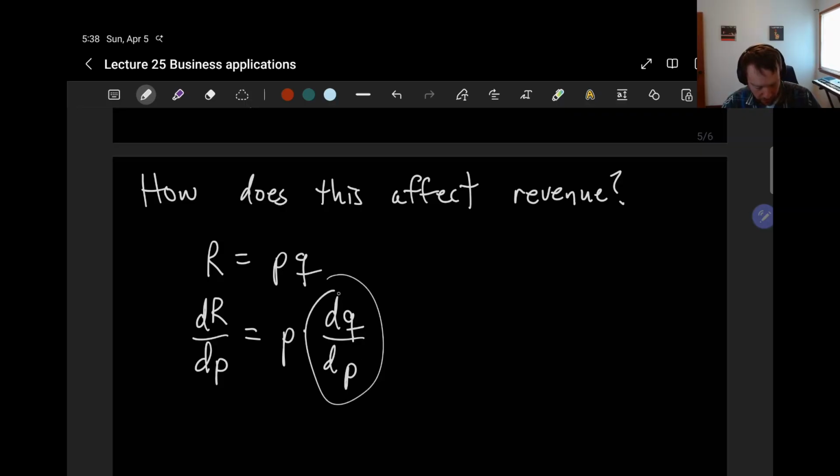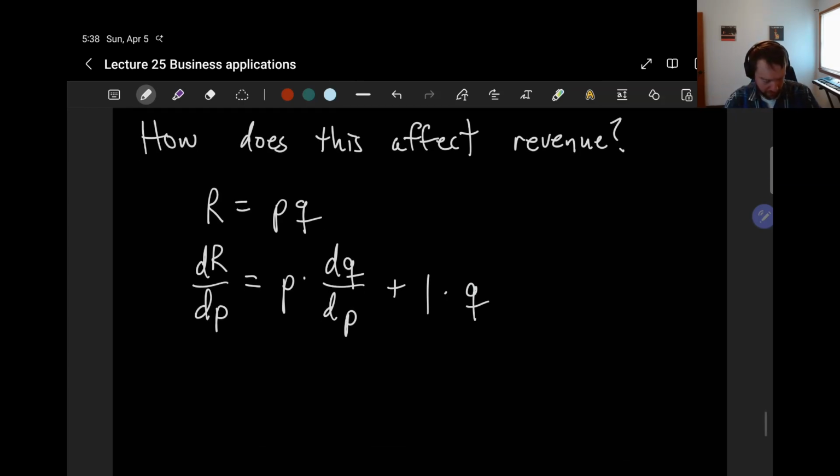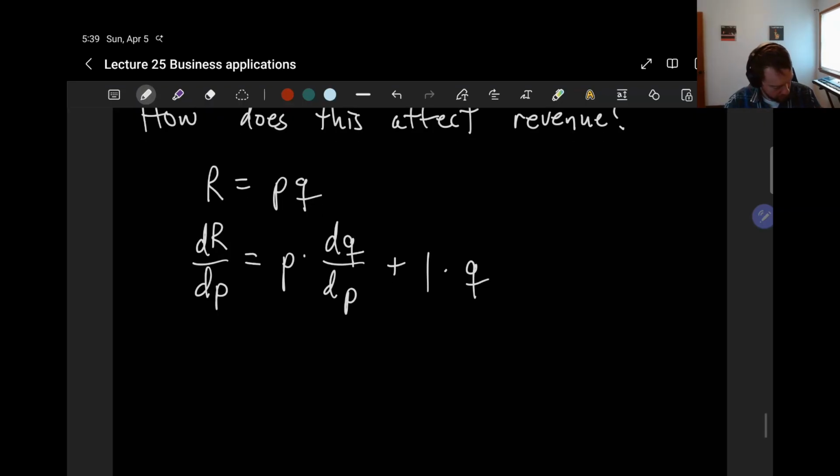I'm being very general here. So I'm just writing derivative of Q with respect to P. So that's product rule. I did P times derivative of Q. And now derivative of P with respect to itself times Q. So that's product rule. So our goal here is maximizing revenue. That's why I'm taking the derivative. I want to ultimately figure out where this is zero. That would give us a maximum. So that's where we're headed.